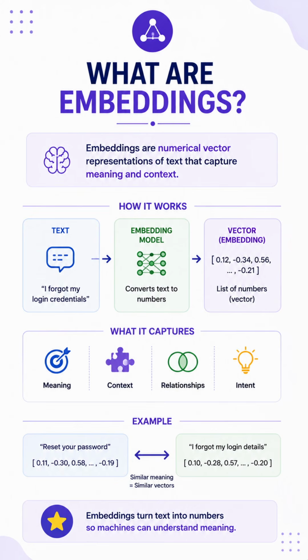In a RAG application, both the documents and the user's query are converted into embeddings. The vector database then compares these vectors and retrieves the most relevant information. In simple terms, embeddings convert text into numbers so machines can understand meaning instead of just matching keywords.